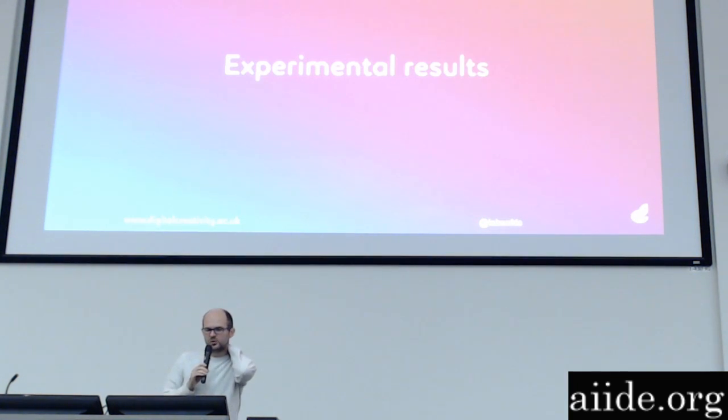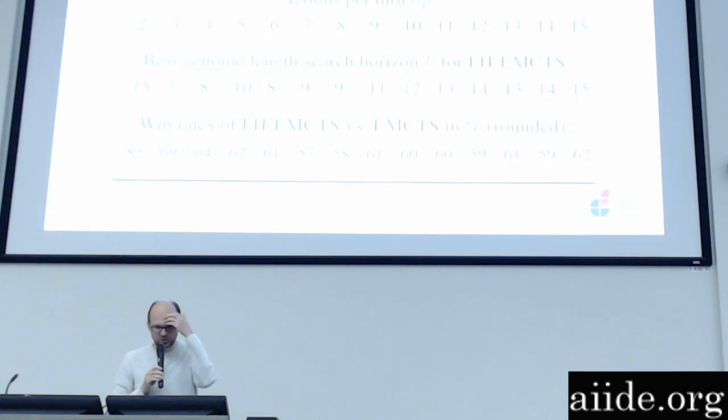The time limit in all experiments here was 1 second per turn, and we scaled up the problem complexity in all experiments from 2 actions per turn to 15 actions per turn. There were 3 sets of experiments that I'm going to quickly summarize here. In the first set of experiments, we determined how long these genomes should ideally be now that they have a flexible length. How far should we ideally look into the future?